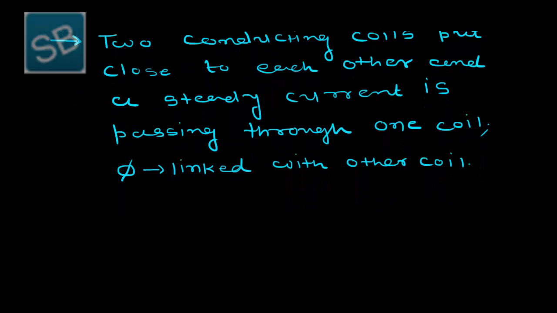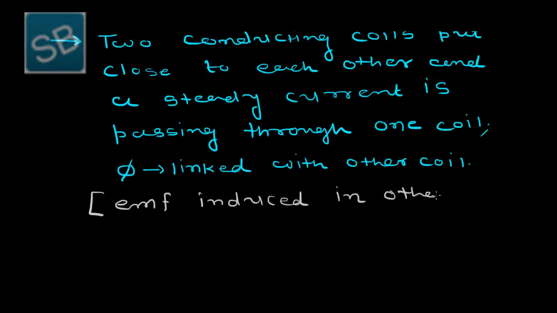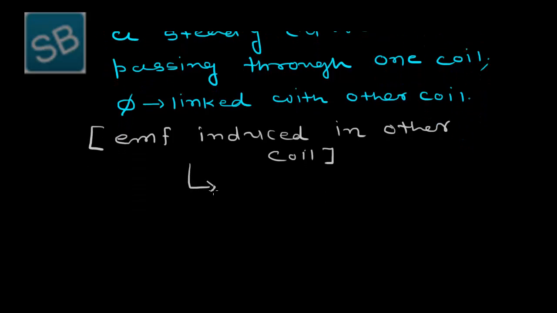So the basic reason for having such kind of magnetic flux in another coil is, and if you remember, this particular type of observation we have studied in Faraday's law, one experiment. And this phenomenon in which the magnetic flux is linking with the other coil is called mutual induction.